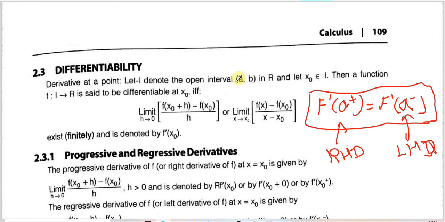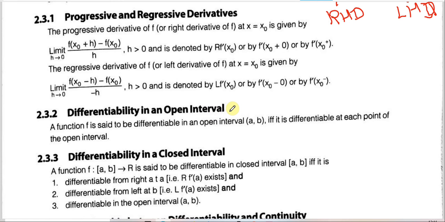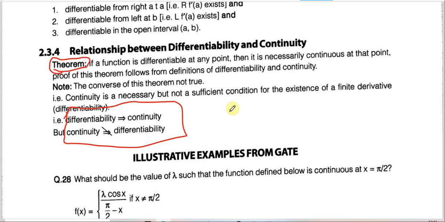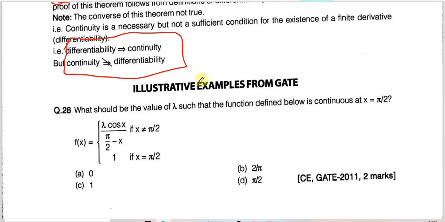For differentiability we will take f dash, not f: f dash of a plus and f dash of a minus. If they are equal, then only we say that the function is differentiable. So here it is not the limit but the derivative: the right hand derivative and left hand derivative both should be equal. Now let's solve the problems.